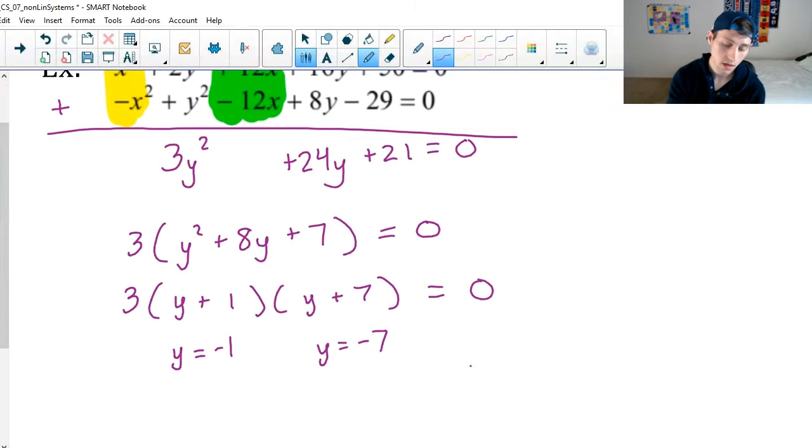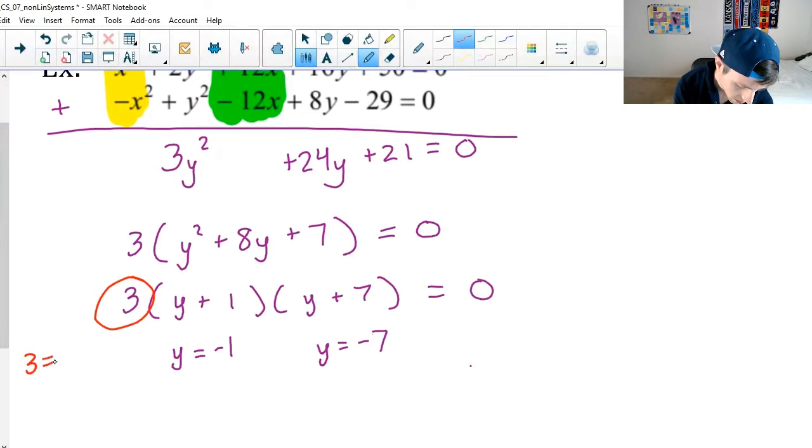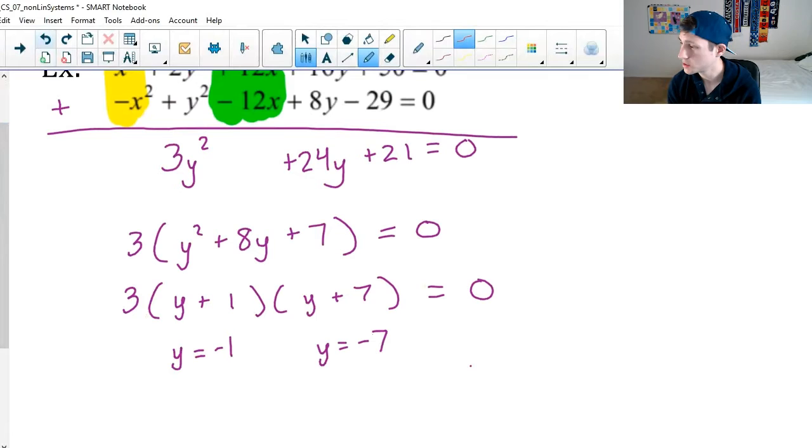y equals -7. Remember that even though there is this 3 out here, that does not mean we should get y equals 3. Because we're setting everything equal to 0, that would mean 3 equals 0, which doesn't make any sense. So we don't need to do anything with just a coefficient in front. It's only if there's a variable, x or y, that I can actually solve. If I just set 3 equal to 0, that does nothing for me. Actually, let me just undo. All right, so these are my two values right now, y equals -1, y equals -7.